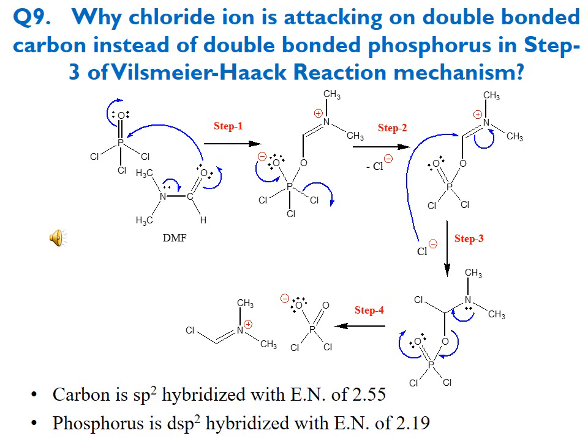Another question from this step 3 is why the chloride ion is attacking the double bonded carbon instead of the double bonded phosphorus. Here you can see the phosphorus is attached to 2 oxygen, 2 chloride, and it is also double bonded, and at the same time the chloride ion is attacking the carbon, which is also double bonded, but it is attached to 1 nitrogen and 1 oxygen.